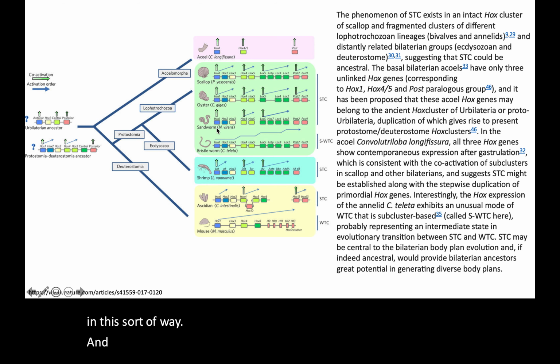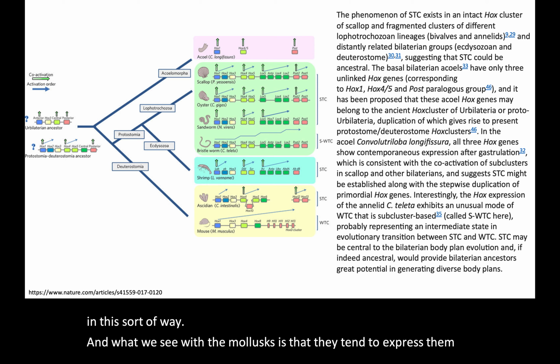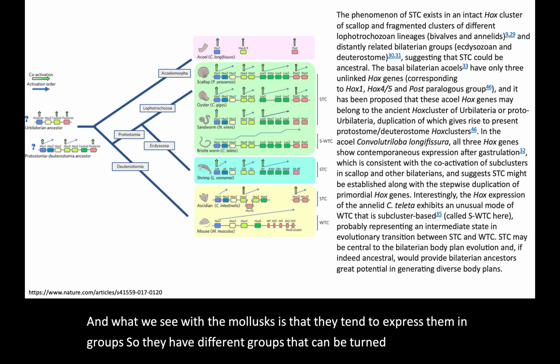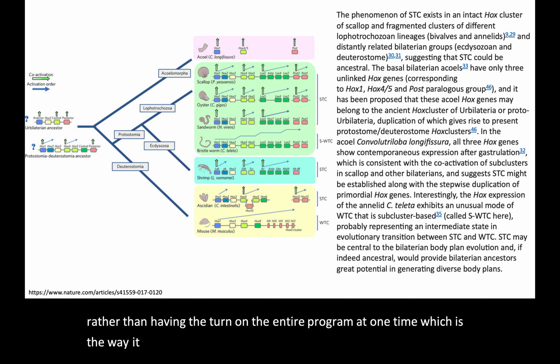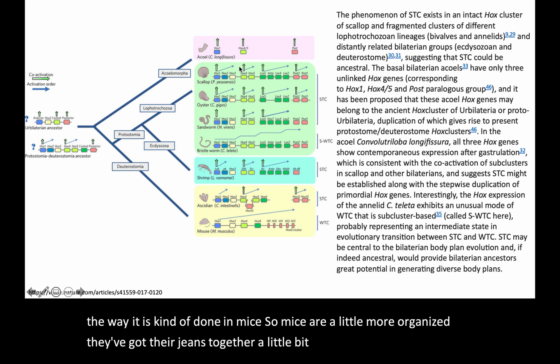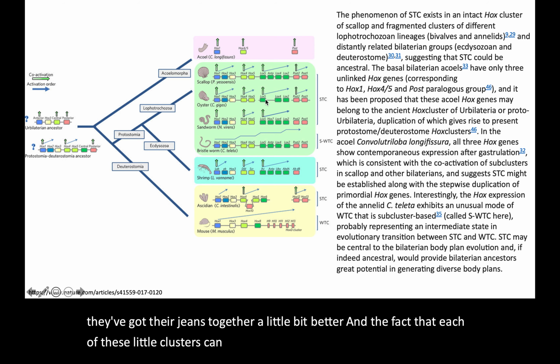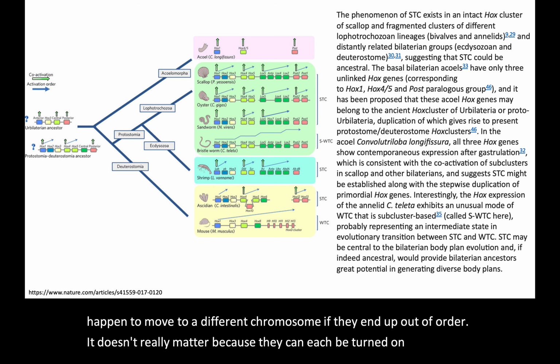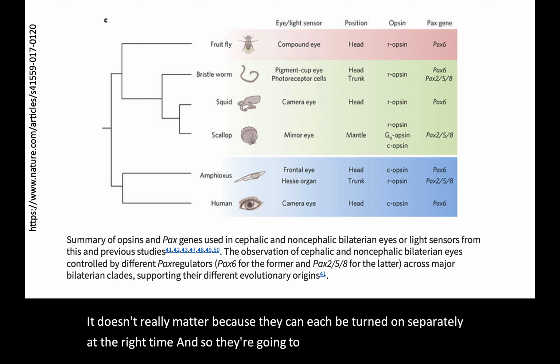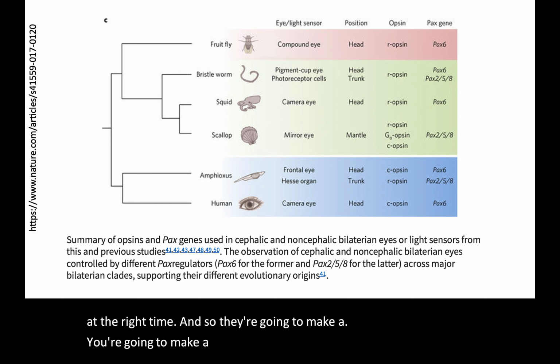And what we see with the mollusks is that they tend to express them in groups. So they'll have different groups that can be turned on as a group rather than having to turn on the entire program at one time, which is the way it is kind of done in mice. So mice are a little more organized. They've got their genes together a little bit better. And the fact that each of these little clusters can be turned on separately means that if they happen to move to a different chromosome, if they end up out of order, it doesn't really matter, because they can each be turned on separately at the right time. And so, yeah, you're going to make a good-looking molluscan body.